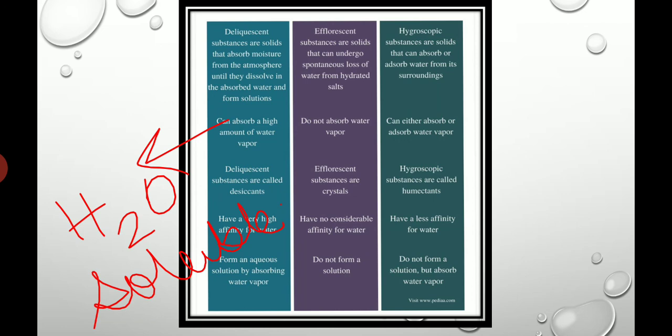And what are hygroscopic substances? Hygroscopic substances are those substances which are solids. They can absorb water from the surroundings. But what's the difference between deliquescent and hygroscopic? Deliquescent salts, when they absorb moisture from the atmosphere, get changed into liquid. But hygroscopic salts absorb moisture from the atmosphere, but they don't change their state. That means they remain solids. They don't get changed into liquid.